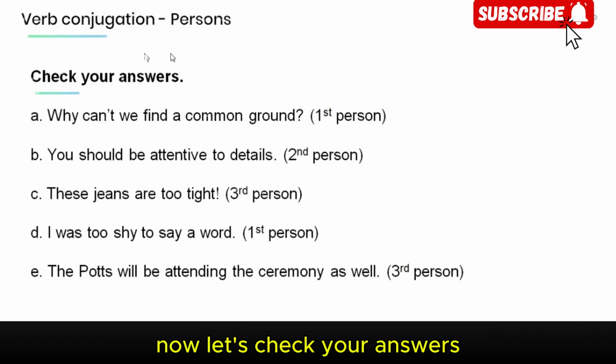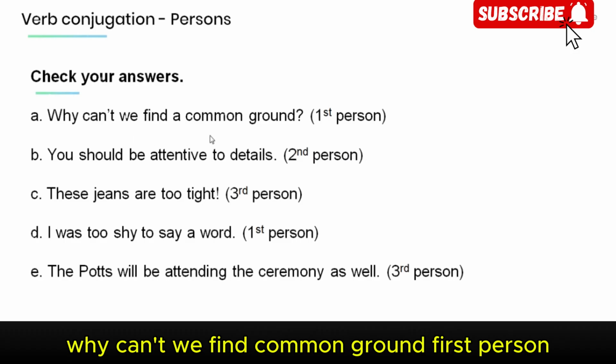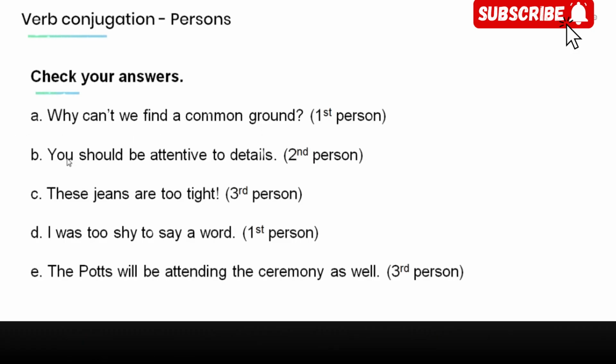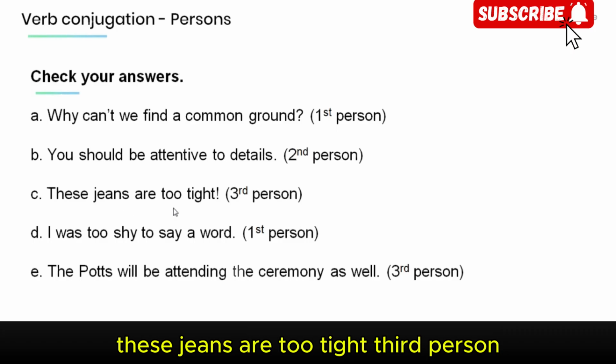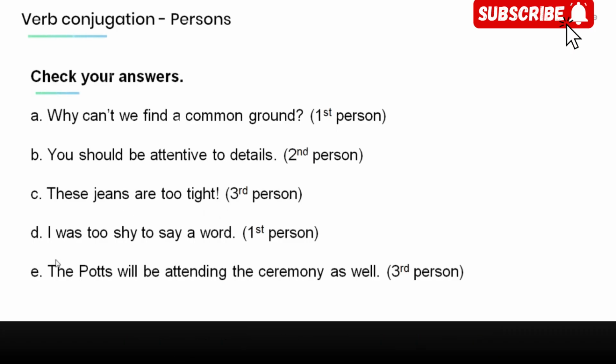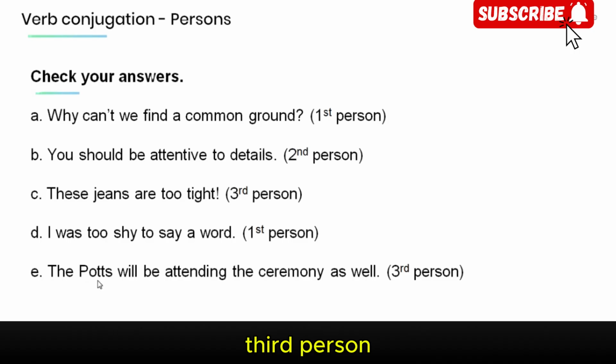Now, let's check your answers. Why can't we find common ground? First person. You should be attentive to details. Second person. These jeans are too tight. Third person. I was too shy to say a word. First person. The pots will be attending the ceremony as well. Third person.